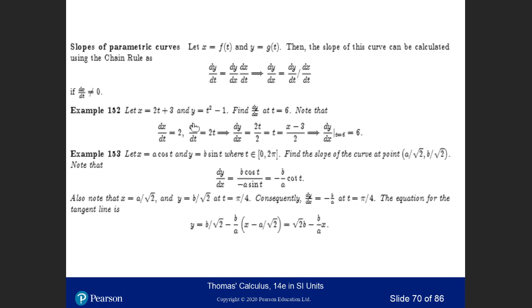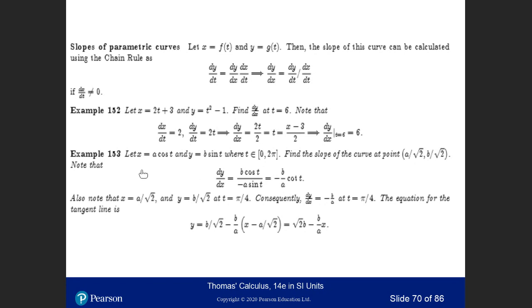Let's give an example. Suppose we have x is equal to 2t plus 3 and y is t squared minus 1. We want to find out what's the value of dy/dx at t is equal to 6. We know that dx/dt is equal to 2, which is a constant, and dy/dt is equal to 2t. So dy/dx is equal to dy/dt divided by dx/dt, which is equal to t. So t is equal to (x - 3) over 2 if you solve from here. So at t equal to 6, dy/dx is 6, of course, because it's 2t over 2.